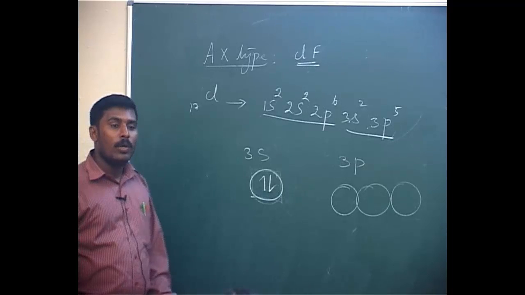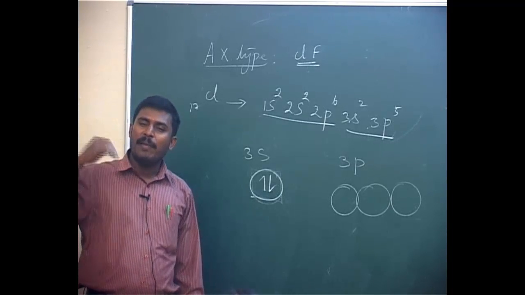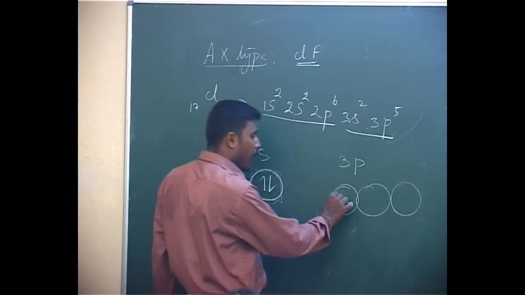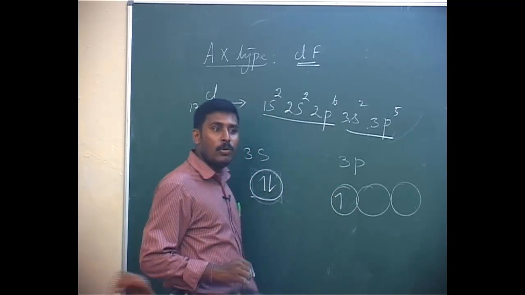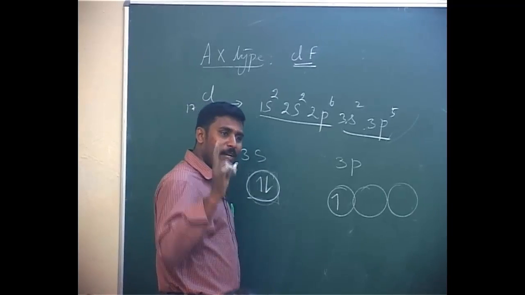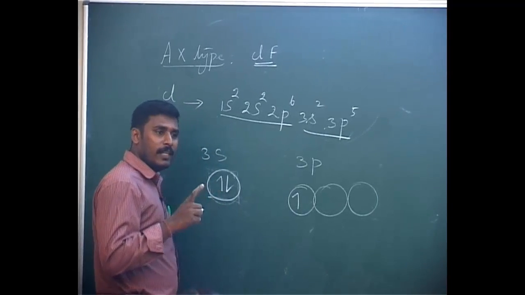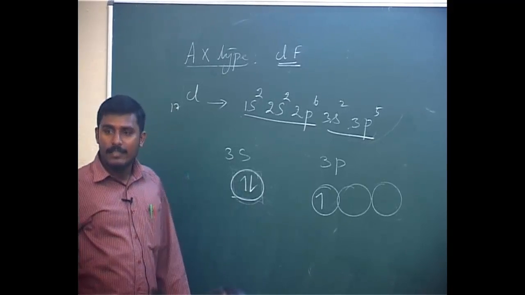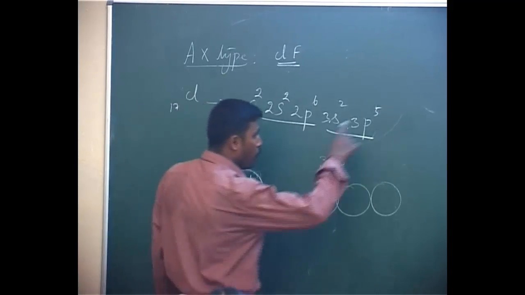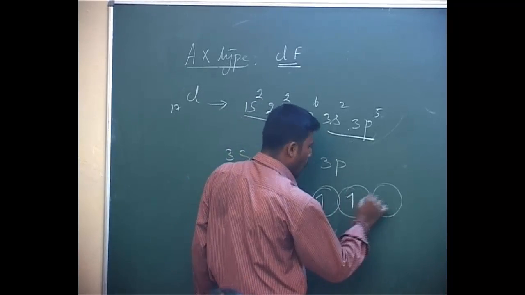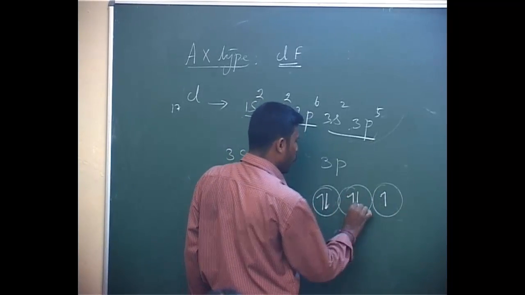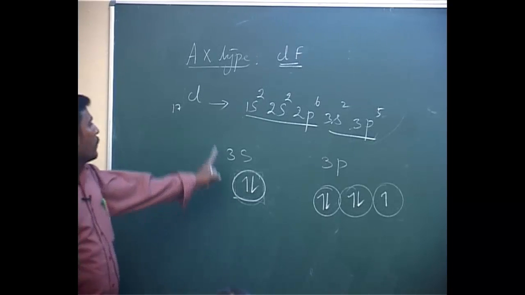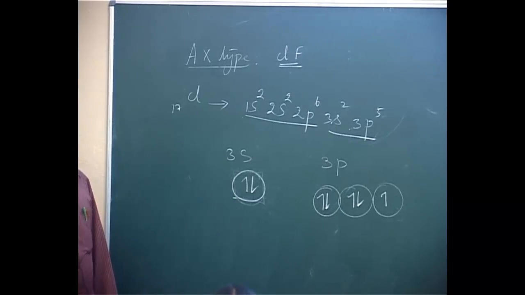5 electrons you have. Each orbital can hold a maximum of 2 electrons. As per Hund's rule, you fill 1 electron each initially. No pairing occurs until all the orbitals are singly occupied. So you have 5 electrons: 1, 2, 3, 4, 5. This is the chlorine electronic configuration.